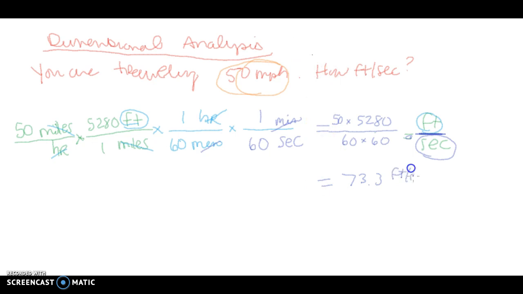That's where the mistake is going to happen, because when you read this, you're most likely going to say 50 times 5280 divided by 60 times 60, which is fine, but if you put that in your calculator, you have to use parentheses. Otherwise, I just go 50 times 5280 divided by 60 divided by 60. Everything that's on the bottom is going to be a divided by. Then I get 73.3 feet per second.